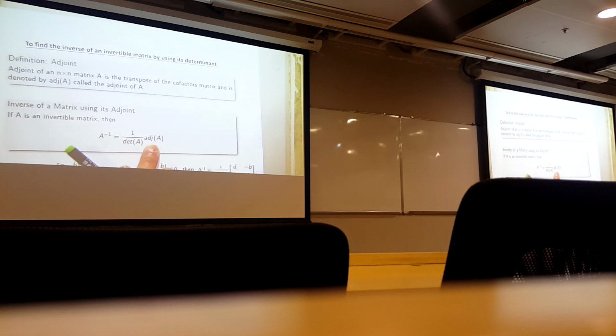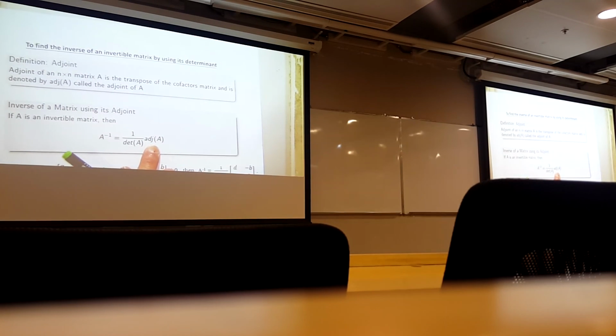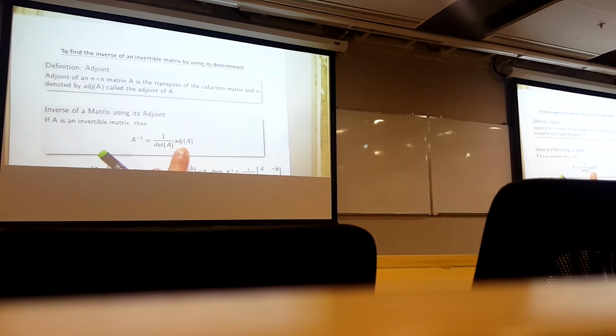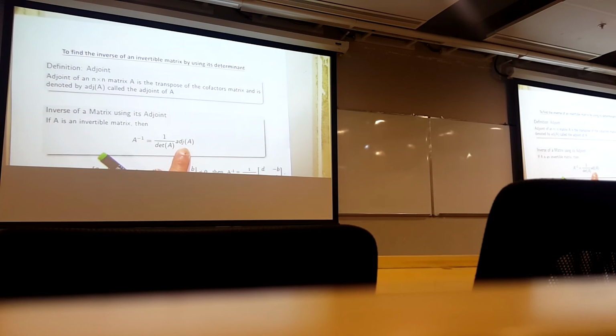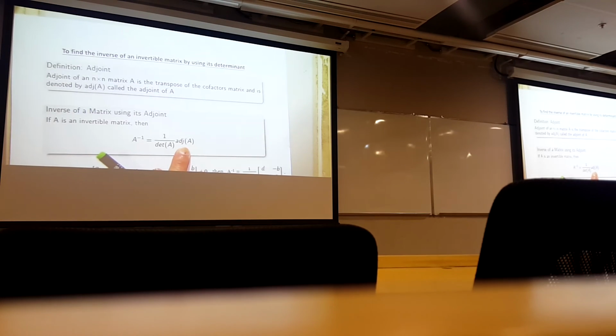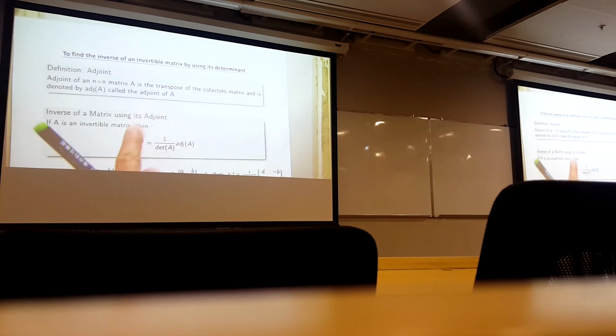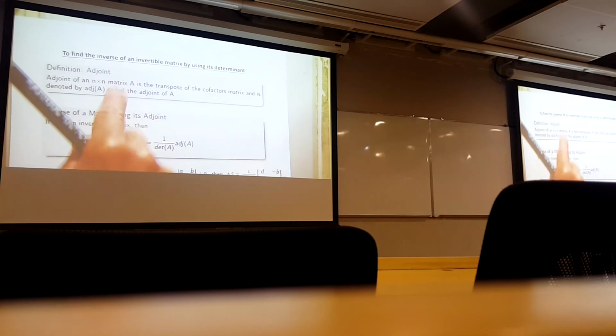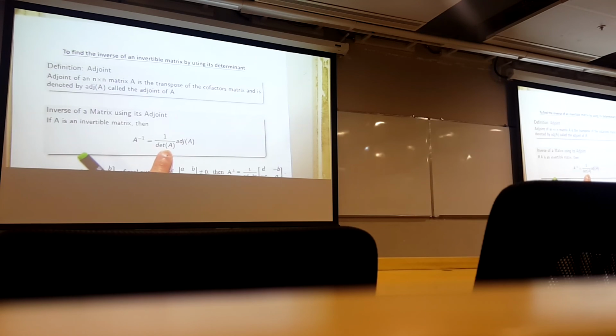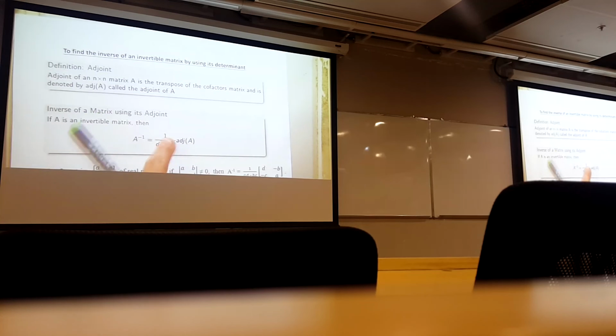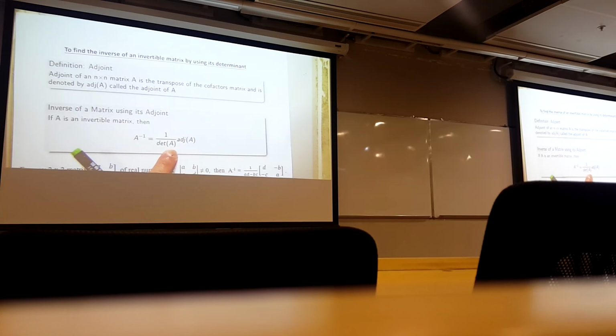Because adjoint is always existing. It is just the transpose of the cofactor matrix. Cofactor matrix always exists for whatever given square matrix. Okay? So it is called determinant. It determines whether the inverse exists or not. If it is 0, no inverse. If it is non-zero, it is how to find the inverse.